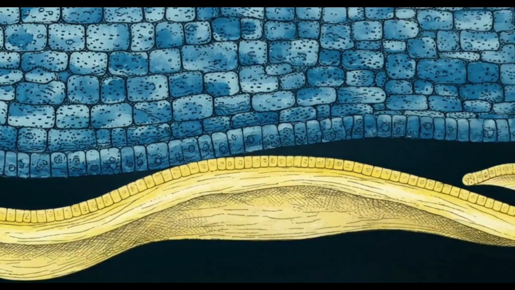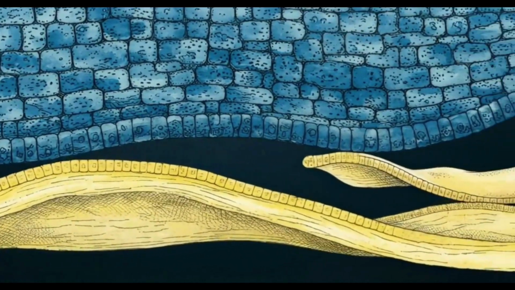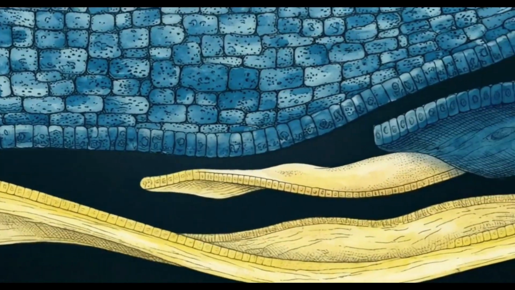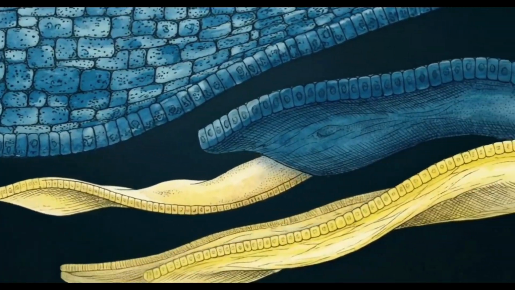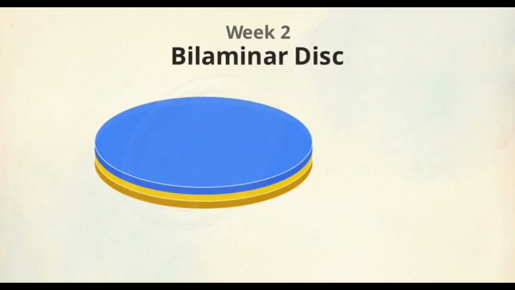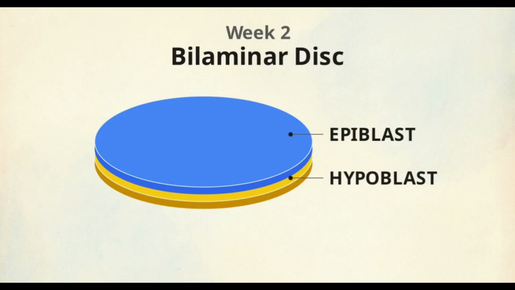This shows the human embryo at exactly day 14 of development. At this stage, it is two flat sheets of cells floating in a fluid void. These two sheets make up the bilaminar disc. The top layer is the epiblast, and the bottom is the hypoblast.